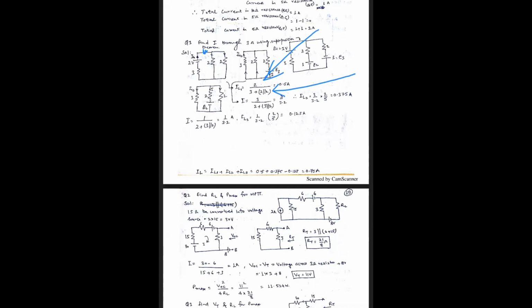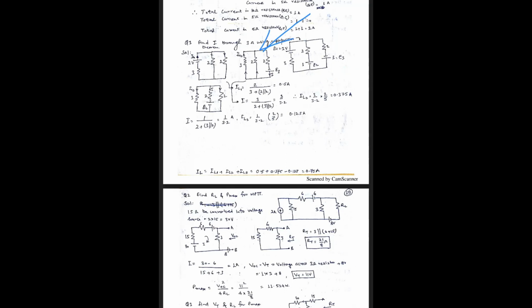So V upon R is the current which is flowing through the load or 3 ohm resistance, and it works out to be 0.5 amperes. Okay, this 2 ohm and 2 ohm, when they are in parallel, it will result in 1 ohm, and 2 upon 4 gives 0.5. Okay, now consider the second circuit.